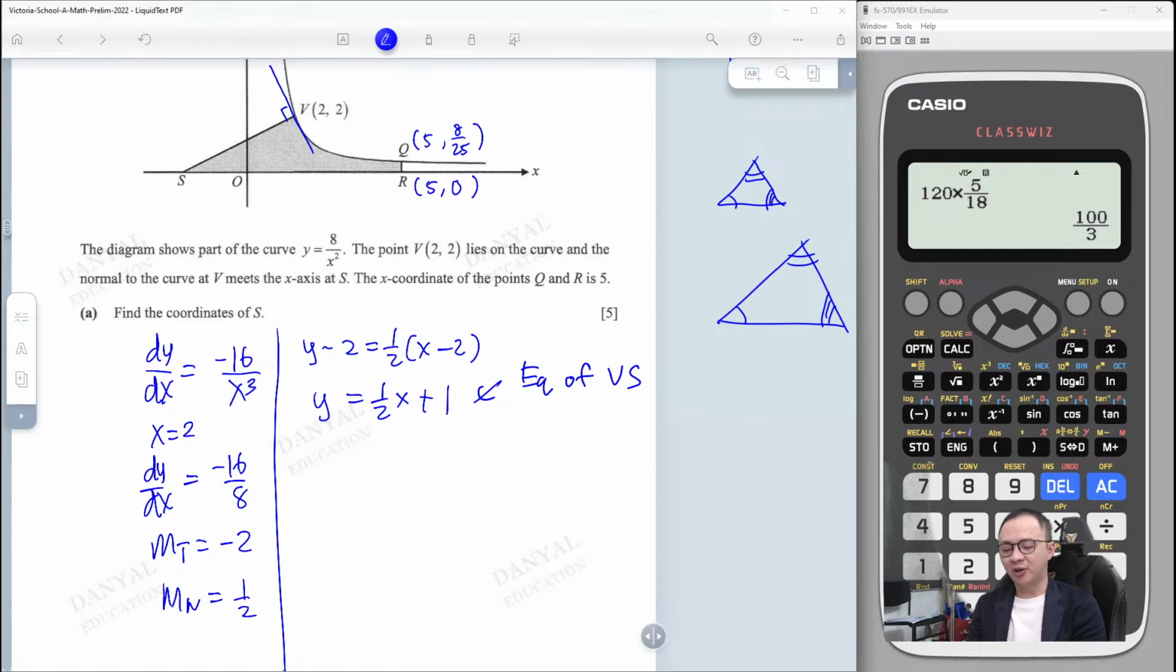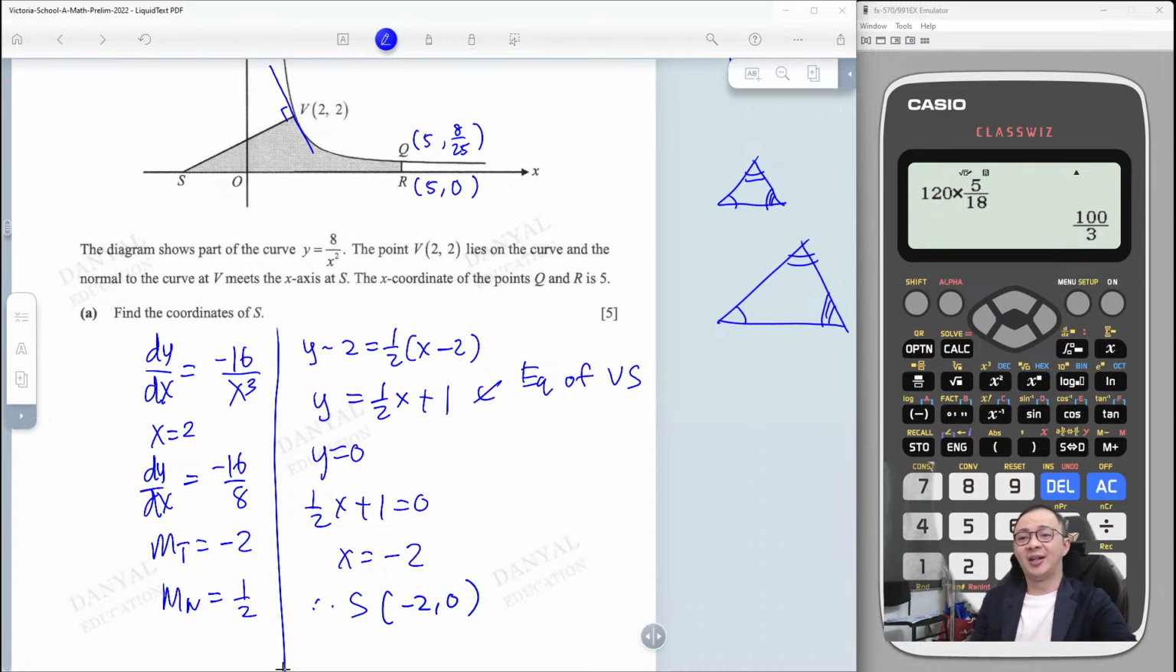So I want to find the coordinate of S. I will say when y equals 0. So 1 over 2 x plus 1 equals 0. Then x is negative 2. Okay, so now I got the coordinate S here, which is (-2, 0). Not too bad. If you understand the concept, you should be able to do it quite easily.